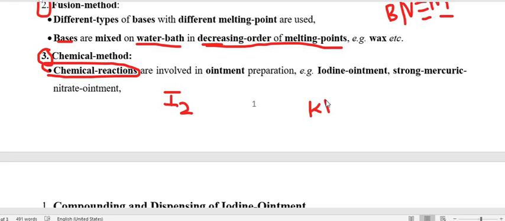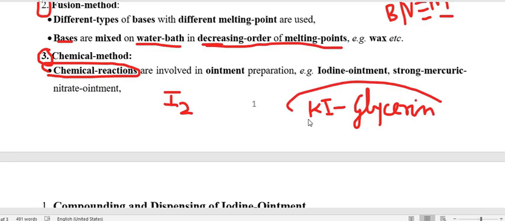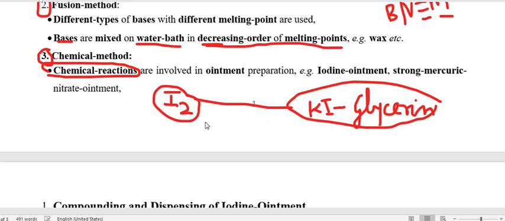First, potassium iodide is going to mix with the glycerin. After trituration of the potassium iodide and mixing with the glycerin, we mix in the iodine, in the case of iodine ointment. A chemical reaction occurs between the potassium iodide and iodine to form polyiodide. So what is polyiodide?